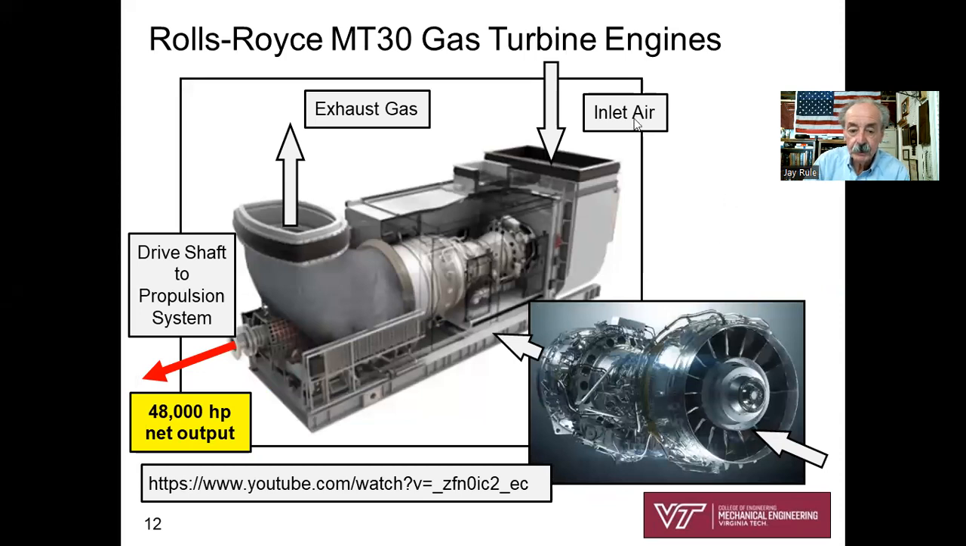Here's a view of what one of these Rolls-Royce MT-30 gas turbine engines looks like on board within that ship. Here's the inlet air going into the compressor section. The traditional components, this would be the turbine section. And then here's the shaft that's going to drive the propulsion system for the ship, 48,000 horsepower net output from the shaft. And then, of course, the hot exhaust gas is simply exhausted out to the surroundings.